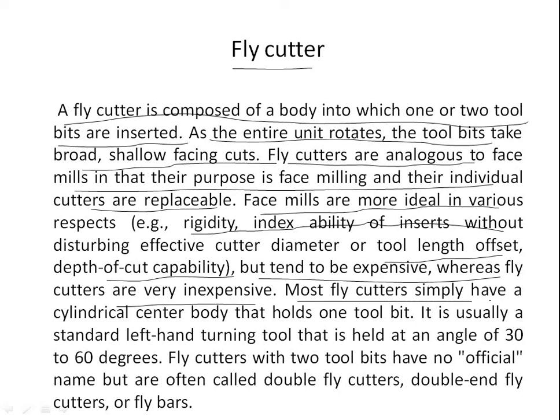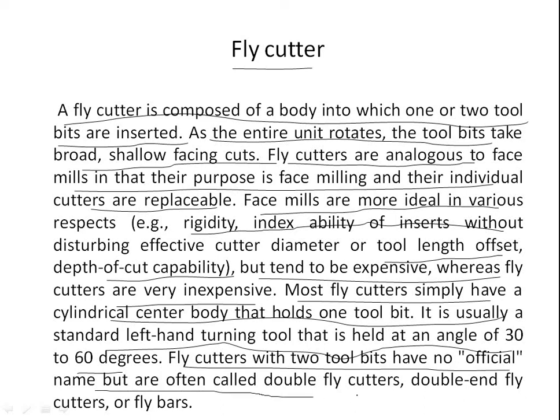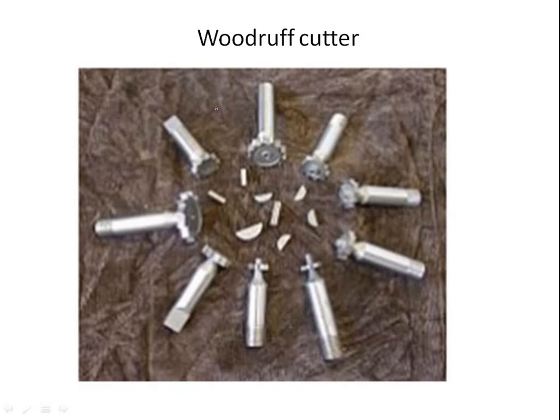Most fly cutters simply have a cylindrical center body that holds one tool bit. It is usually a standard left hand turning tool that is held at an angle of 30 to 60 degrees. Fly cutters with two tool bits have no official name but are often called double fly cutters, double end fly cutters, or fly bars.